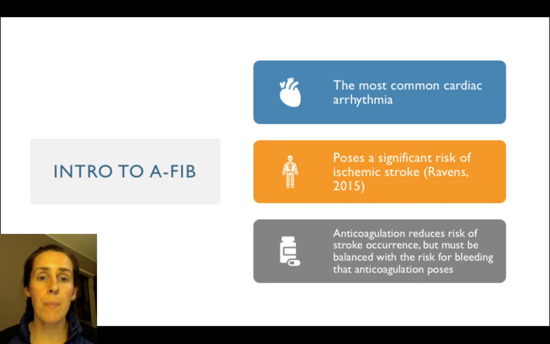Introduction to AFib. It's the most common cardiac arrhythmia. AFib accounts for nearly a third of cardiac rhythm disturbances related to hospital admissions, and approximately 32 million people worldwide are affected by AFib. It poses a significant risk of ischemic stroke. And anticoagulation reduces risk of stroke occurrence, but must be balanced with the risk for bleeding that anticoagulation poses. Diagnosis is most often made with an ECG, and it's an irregular heart rhythm.